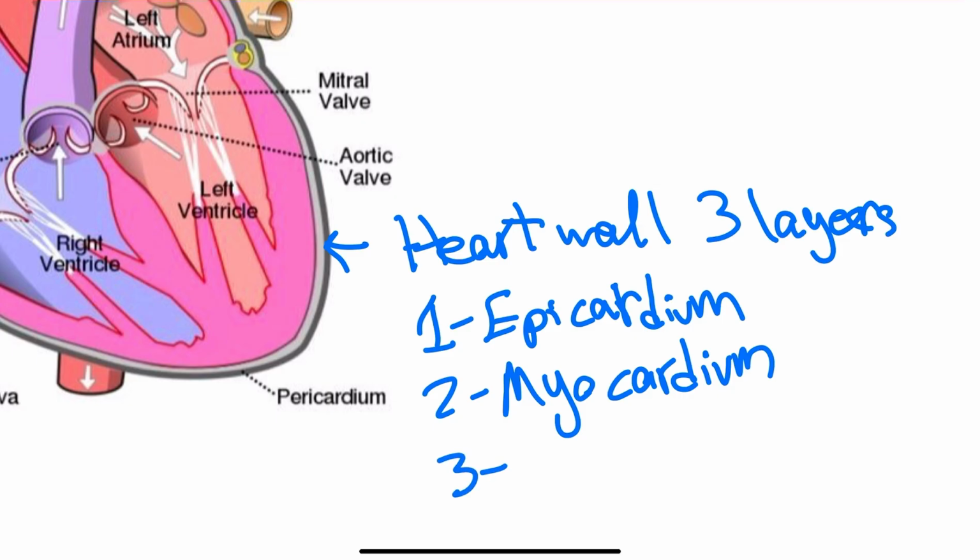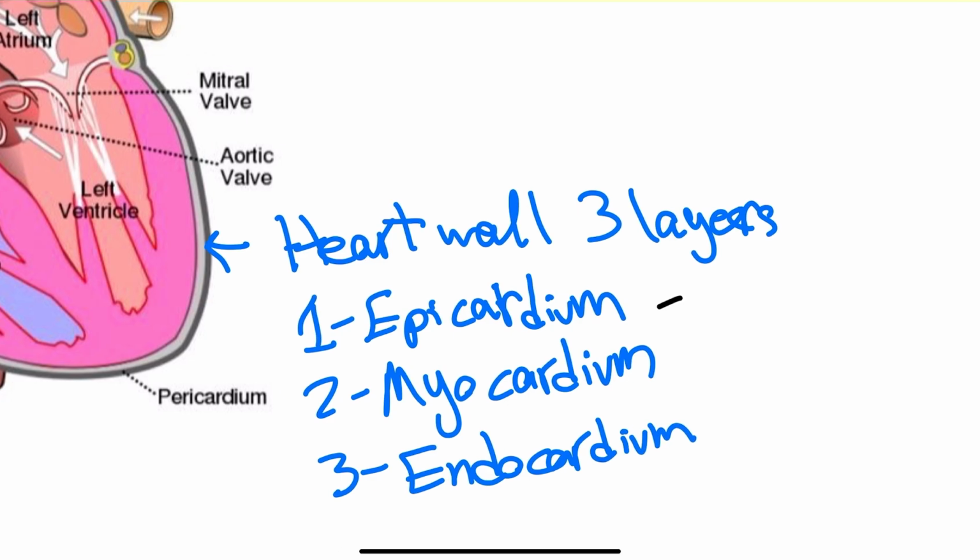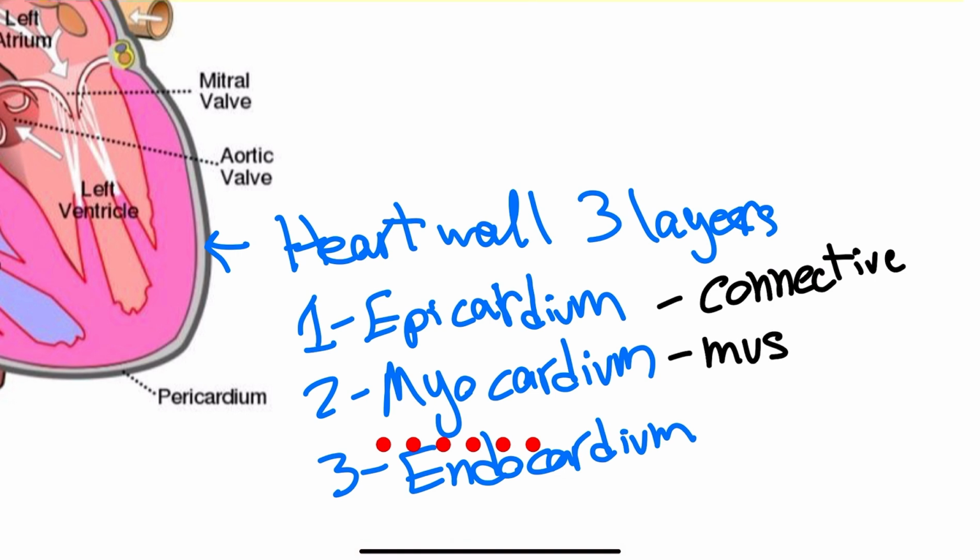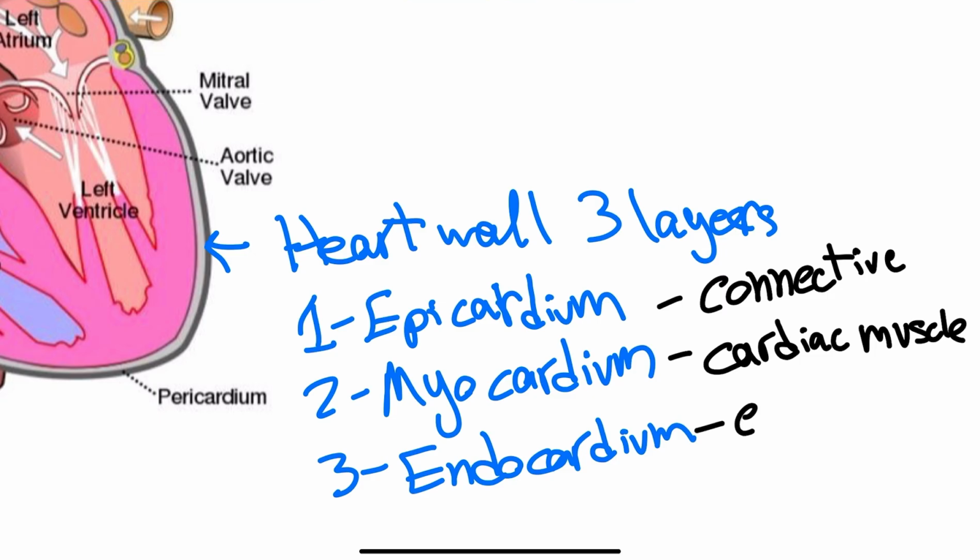And then this third one is going to be your endocardium, which is made of epithelial tissue. So let me put that here. This is connective tissue. This is muscle, or we're going to say cardiac muscle. And this is epithelial tissue. So connective tissue, cardiac muscle tissue, and epithelial tissue.